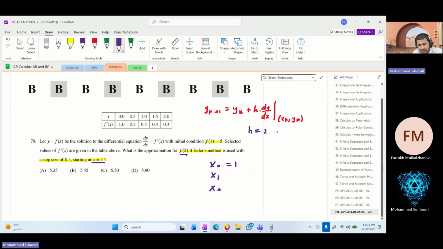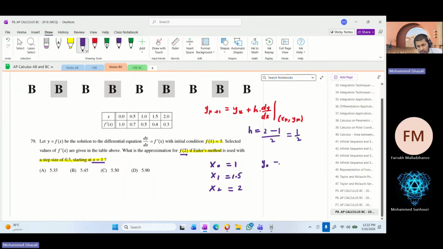You're finding f of 2. 2 minus 1 divided by 2, which is half. Oh yeah, they give us 0.5. Yeah, H is 0.5. Sometimes it's not given, so I also found it for you. So the next point will be 1.5 if you're starting at 1. 1 plus 0.5 is 1.5, and then the next one will be 2, and that's the value we want.